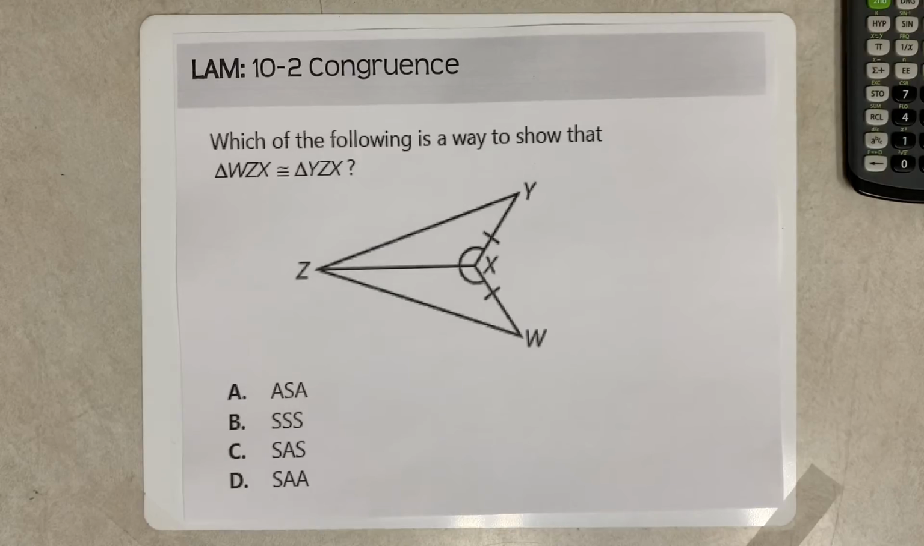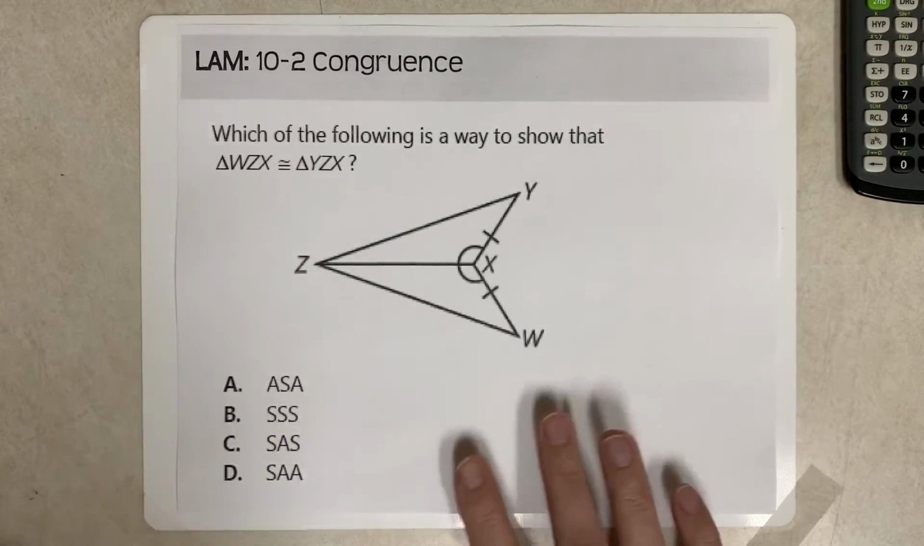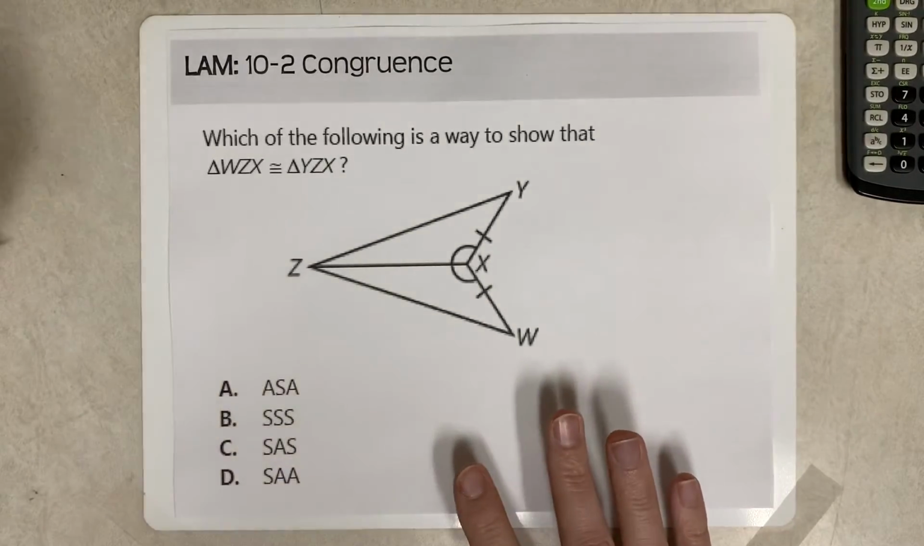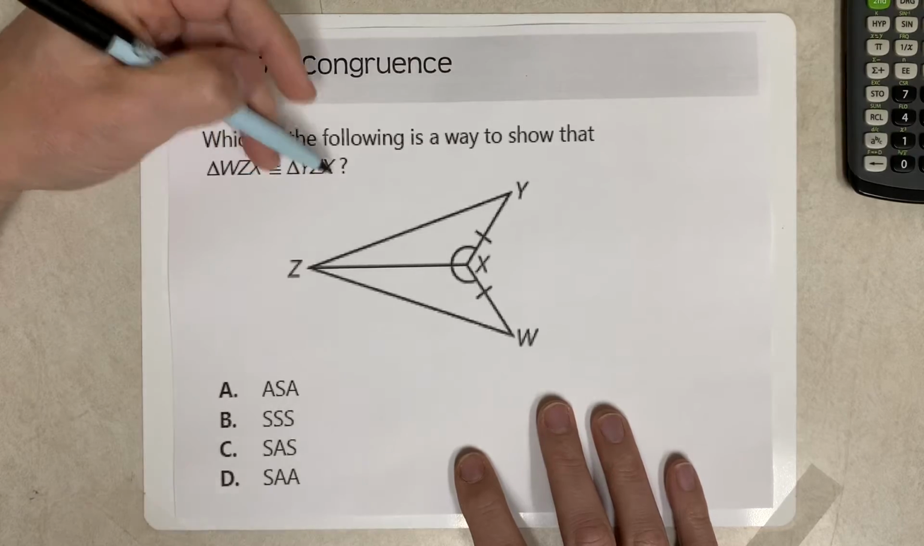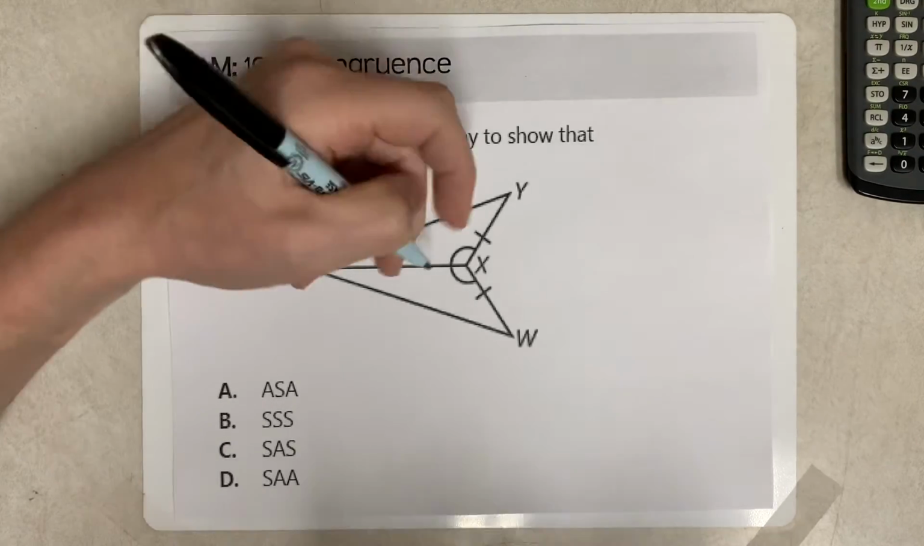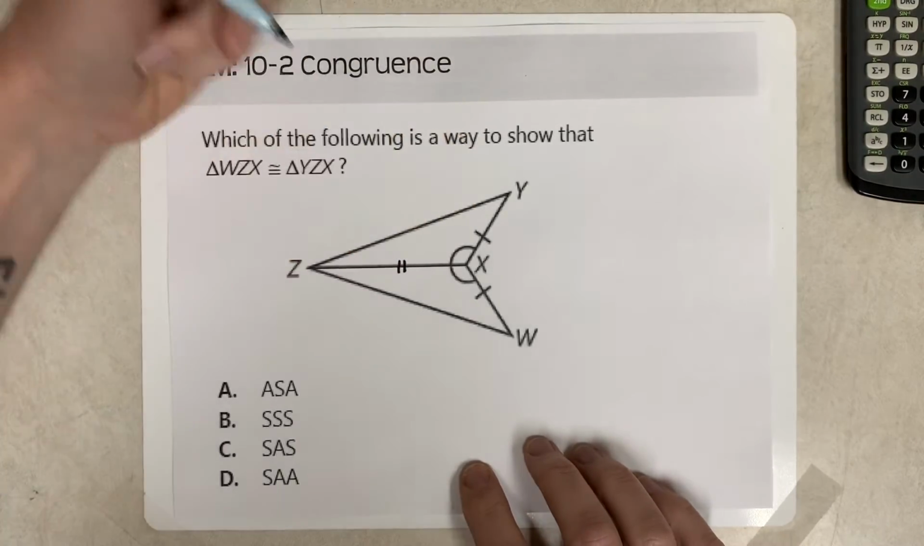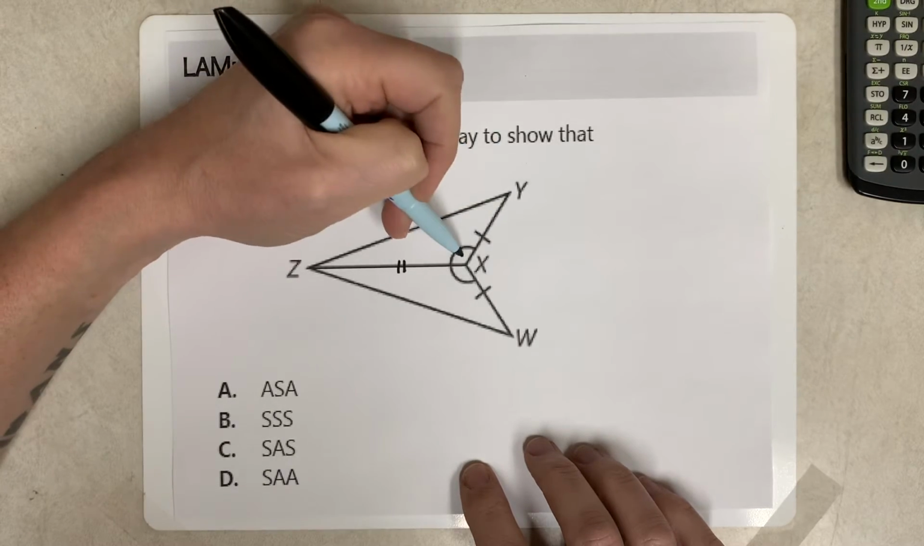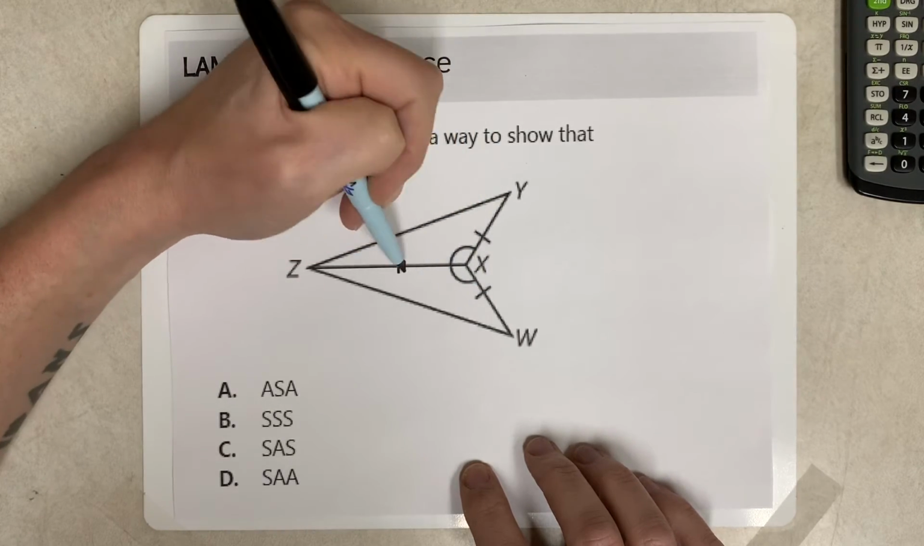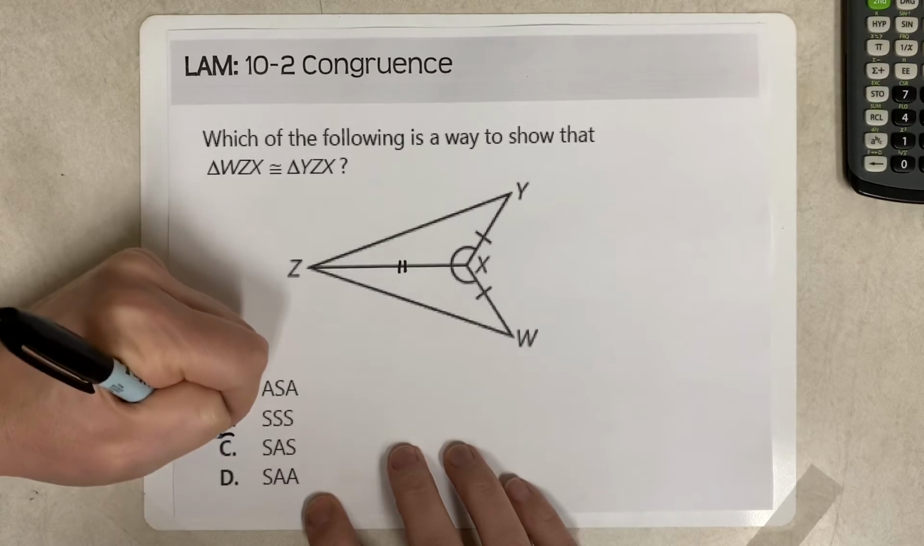Okay, got a few multiple choice this time. Which of the following is a way to show that triangle WZX is congruent to triangle YZX? I would say probably here's a shared side right there. I would say side, angle, side. So I would do SAS for that one.